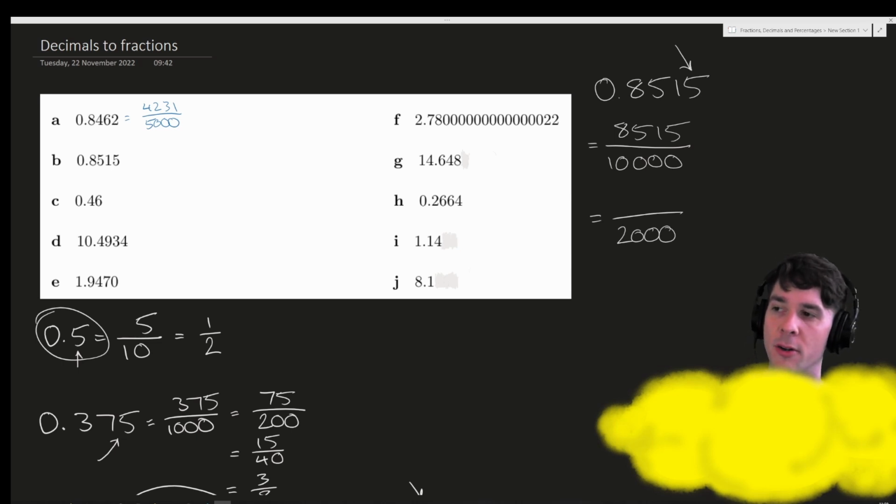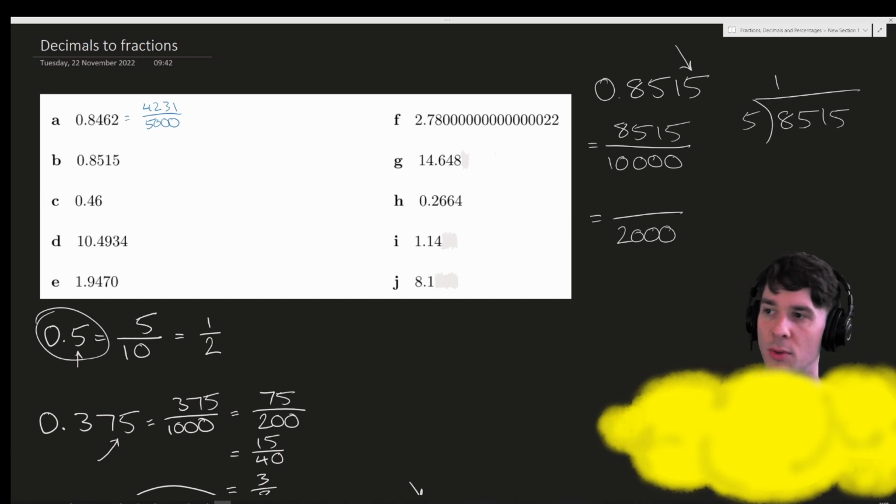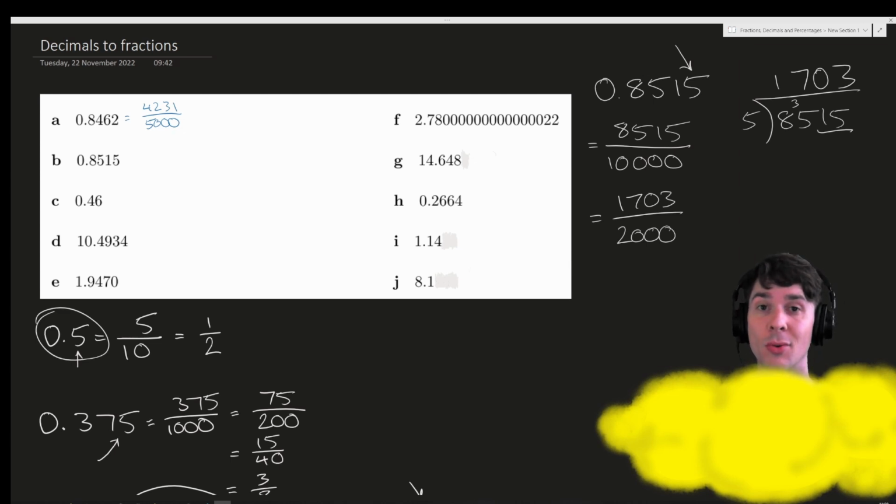8515 is a little bit harder, so I'm going to quickly use my division algorithm. 5 goes into 8 once with a remainder of 3, 5 goes into 35 7 times, 5 goes into 1 0 times, and then 5 goes into 15 3 times. So we get 1,703 over 2,000.